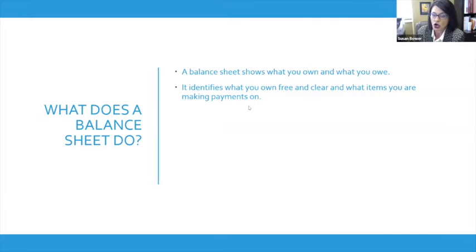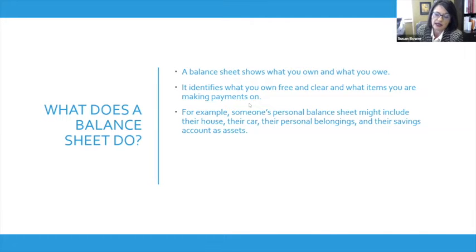So for example, a personal balance sheet might include our car, our house, our personal belongings, and our savings accounts. Even if the home, for instance, still has a mortgage balance, it is still shown as an asset because it does have value and it is something we own.